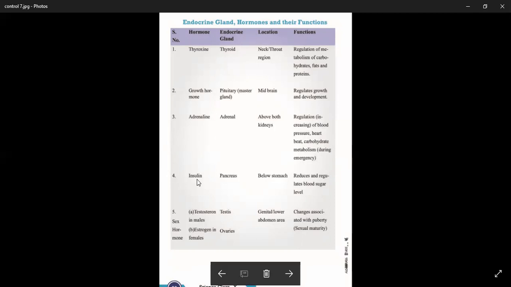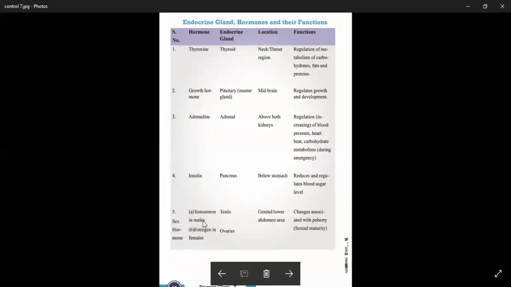Now insulin. Insulin is secreted from the pancreas. The pancreas is a mixocrine gland. Mixocrine means both endocrine and exocrine. The endocrine part of the pancreas is called the islets of Langerhans. It is present just below the stomach in the U-shaped structure of the duodenum, and it regulates the blood sugar level. So deficiency of insulin causes diabetes, that is hyperglycemia. It means increased blood sugar level.